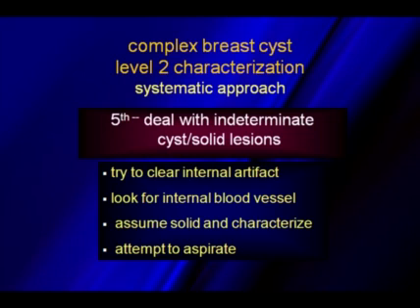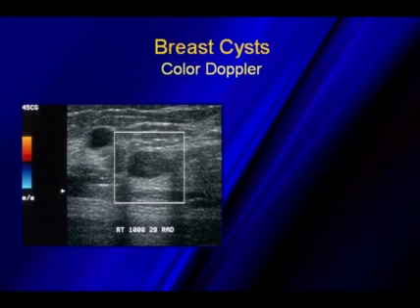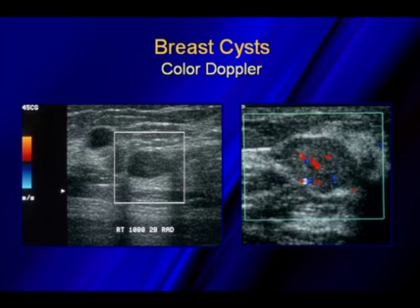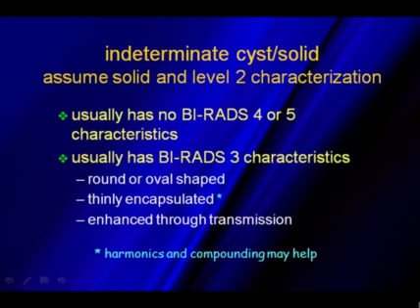So what we're trying to do on dealing with these indeterminate cystic versus solid lesions, once again, try to clear up any internal artifacts, look for internal blood flow. If you can't, assume that it is solid and characterize it as a solid lesion. And the last thing is go ahead and attempt to aspirate it. Now, if we have color Doppler, we can turn color Doppler on and see if there's any blood flow. Just because we do not see blood flow does not necessarily mean this is a cyst, but it is reassuring if you do find blood flow inside one of these lesions, you know you're not dealing with a cyst, that this is truly a solid lesion.